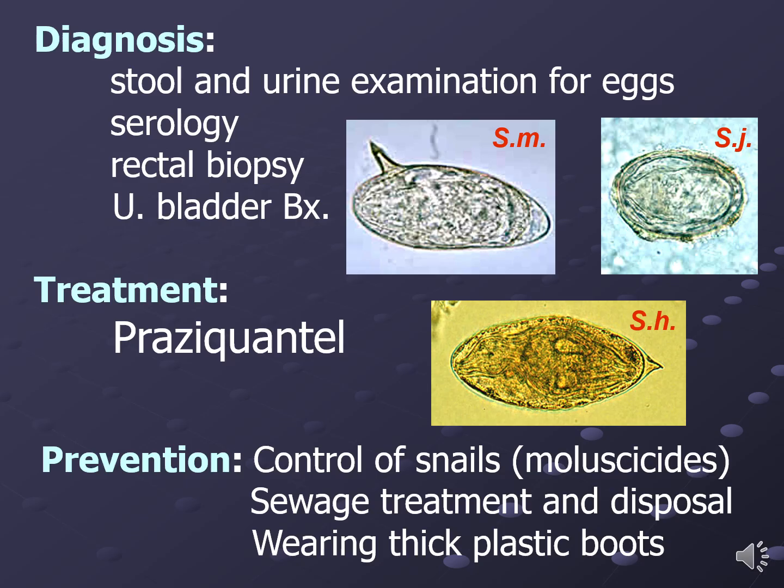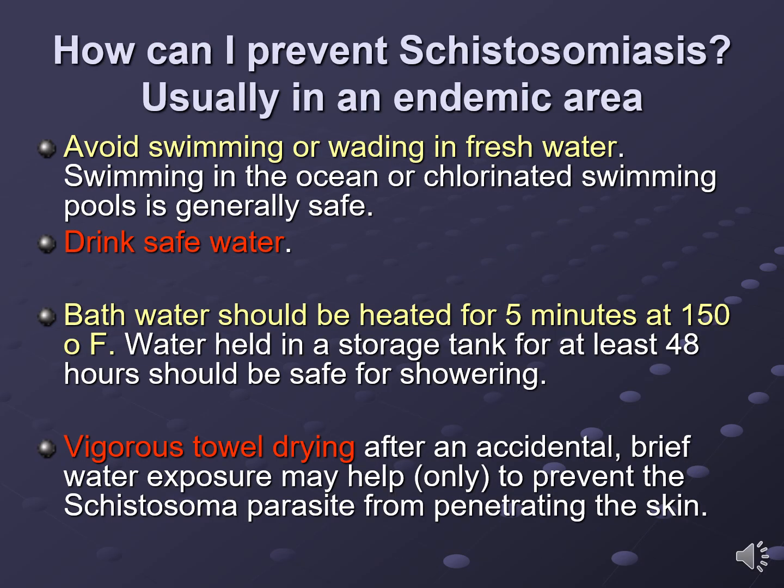Wearing thick plastic boots can be very protective, but those are not readily available in the rural, poor areas as well. All right, how can I prevent schistosomiasis? Usually in an endemic area, avoid swimming or wading in fresh water, okay. Drink safe water. This is a minor mechanism of infection, but make sure to drink safe water. This goes for anything else, better than getting gastroenteritis. Bath water should be heated for 5 minutes at 150 degrees.